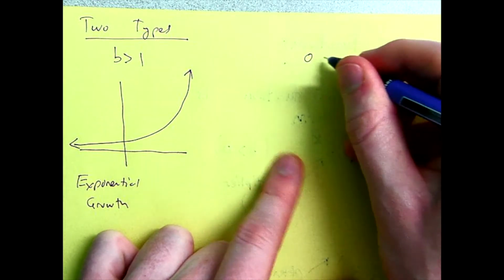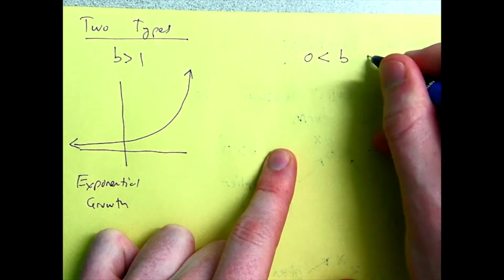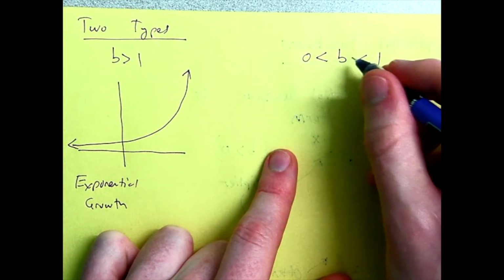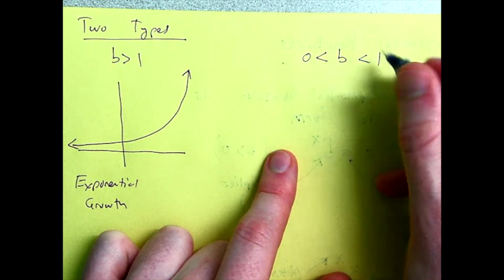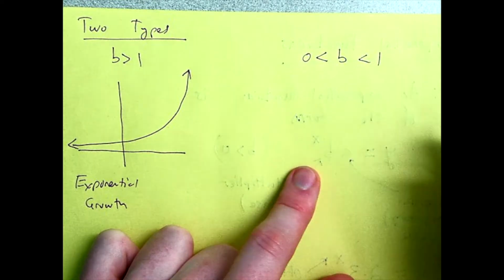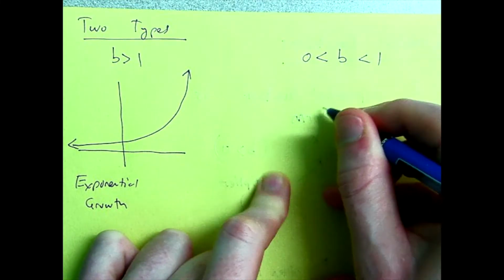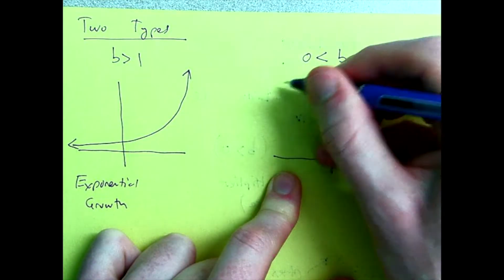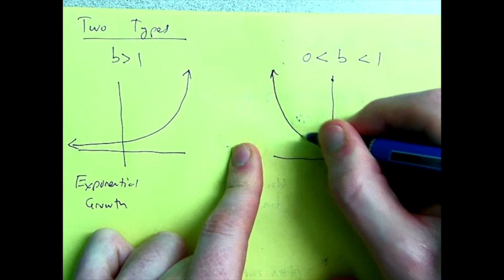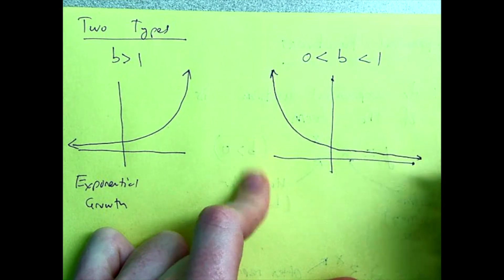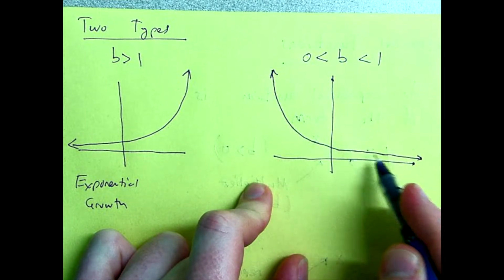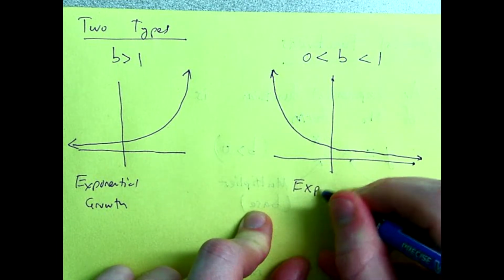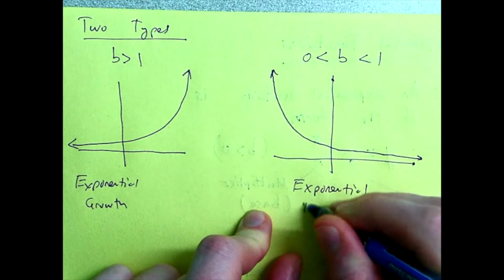On the other hand, if b is less than 1, of course b, if you remember, has to be positive. So saying that b is less than 1 really just means that it's between 0 and 1. If b is less than 1, then we have a graph that looks like this. It's kind of the mirror image of the first one. It's actually decreasing like this. And again, as you move to the right, it's approaching the x-axis but never quite reaches it. Anyway, that's called exponential decay.